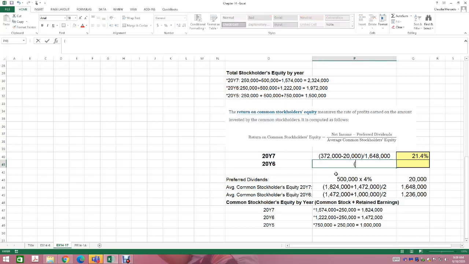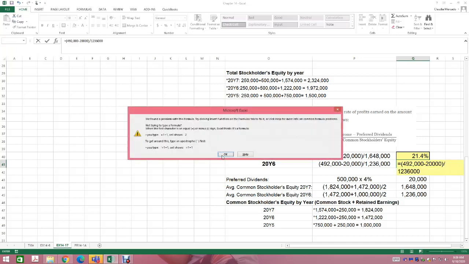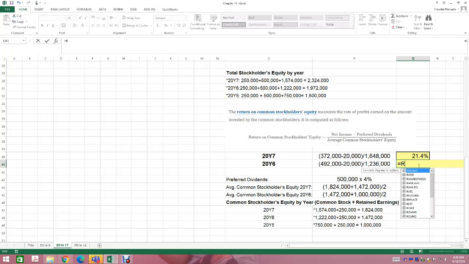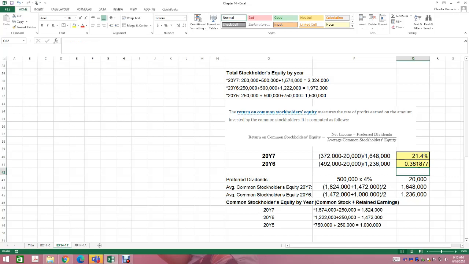We're going to do the same thing for 20Y6. My net income for 20Y6 was $492,000. I'm going to subtract my preferred dividends of $20,000, and divide by my average common stockholders equity for 20Y6, which we calculated to be $1,236,000. Let's see what we get. Let me try it again: 492 minus 20,000, divided by 1,236,000, as a percentage with one decimal place. That'll give me 38.2.